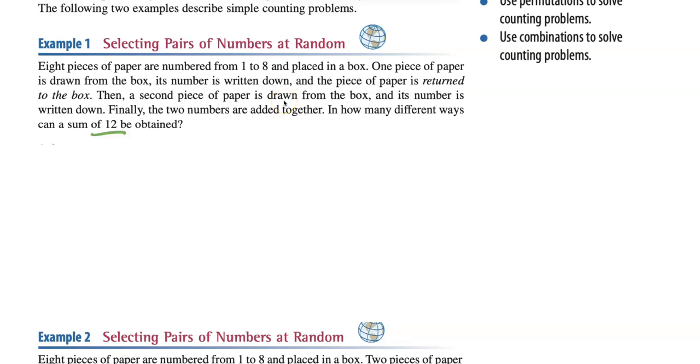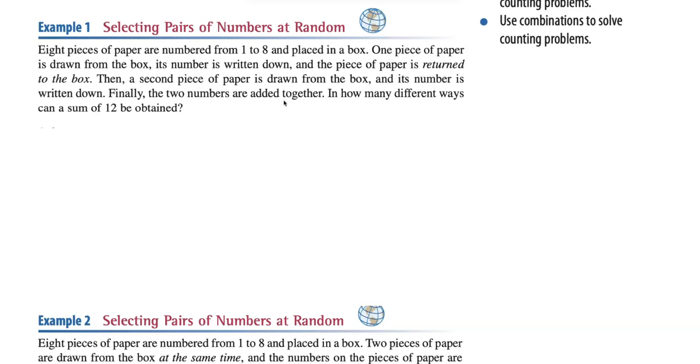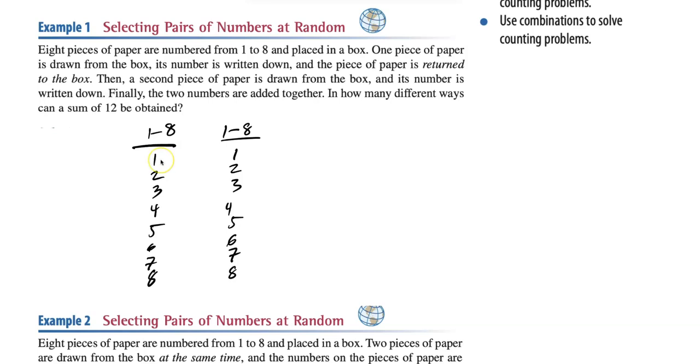So let's first think about what's going on here. We're going to draw from a hand of 1 through 8, so you can get 1, 2, 3, 4, 5, 6, 7, 8. We're going to put whatever piece we get back. So we're going to draw again, and we have 1, 2, 3, 4, 5, 6, 7, 8 again. I want to know how many different ways I could get the number 12. Well, I get it from getting 6 and 6. That'll give me 12.